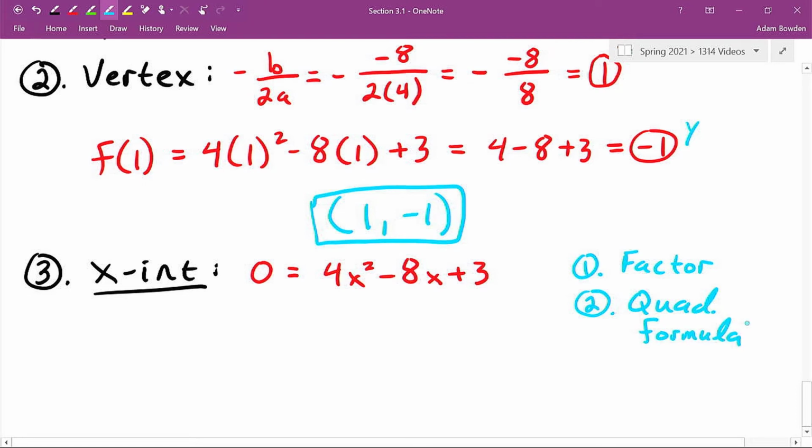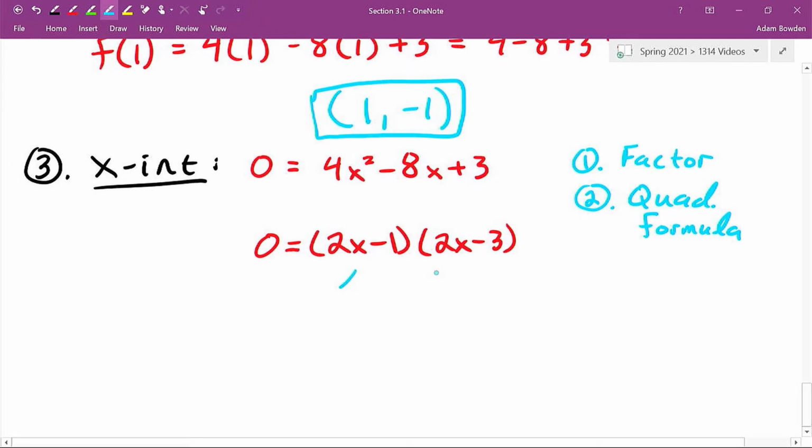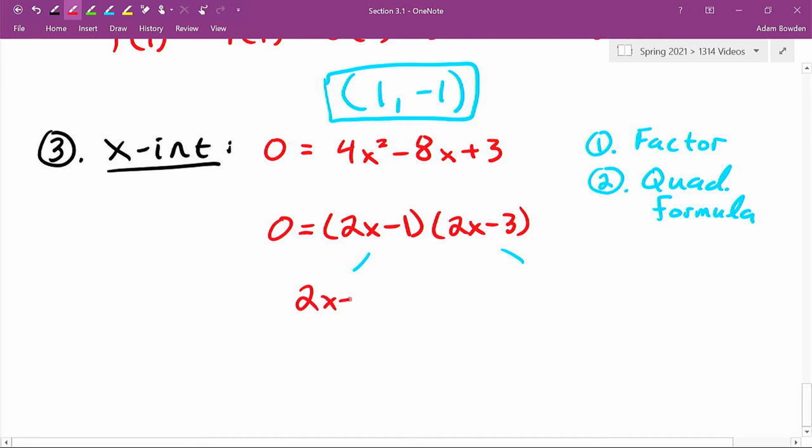If you'd like to try to factor it, you might want to pause the video here and see if this one looks like something that we can factor. I was able to factor it into 2x minus 1 times 2x minus 3. And that's good because once I'm able to factor, I can set each of those equal to 0. So we have 2x minus 1 equal to 0, 2x minus 3 equal to 0.